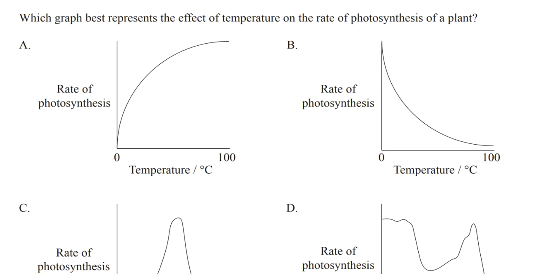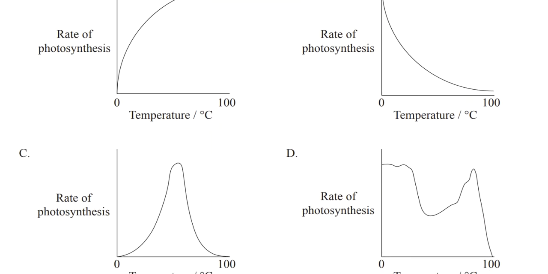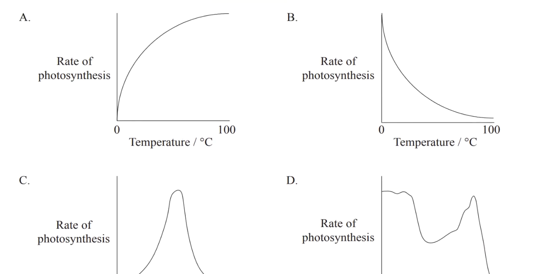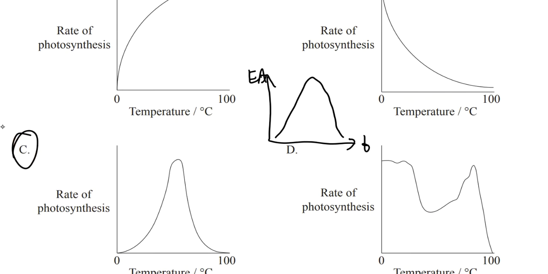Which graph best represents the effect of temperature on the rate of photosynthesis? We've got to consider that temperature affects enzymes, and enzymes denature when temperature is too high. So since enzymes are used in photosynthesis, we can assume that the graph is basically the same as that of temperature versus enzymatic activity. EA for enzymatic activity, T for temperature, sort of like this. So it's like a reverse parabola, and C is the only option that matches that description.